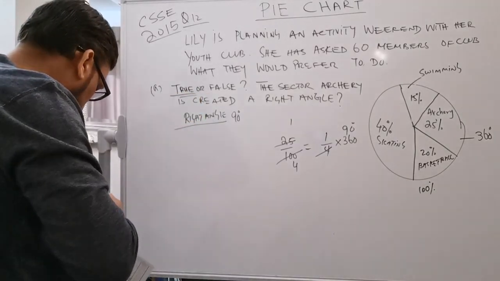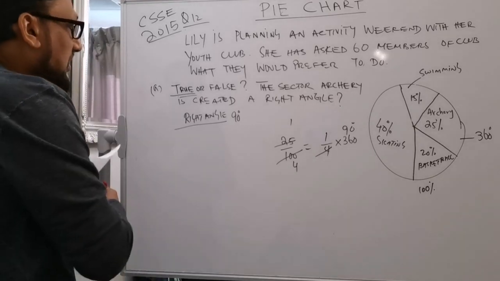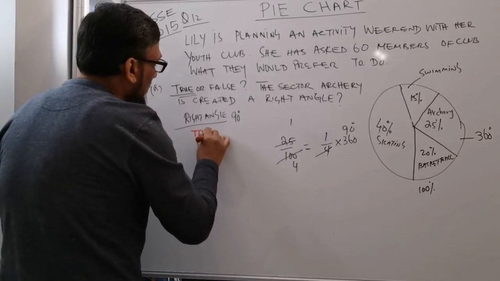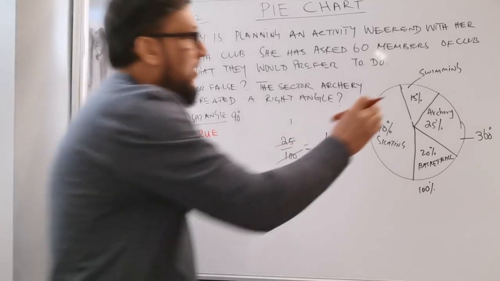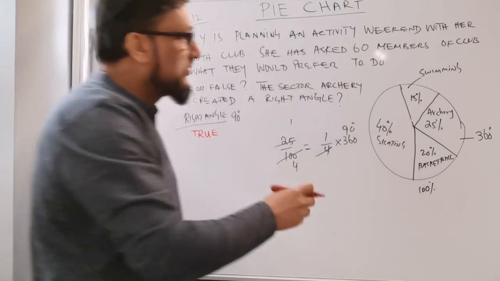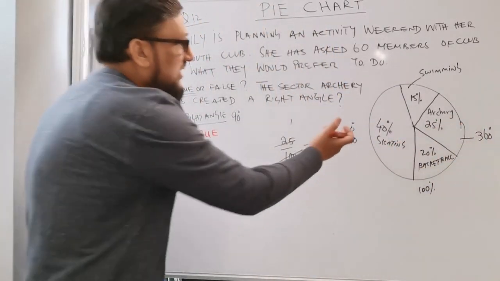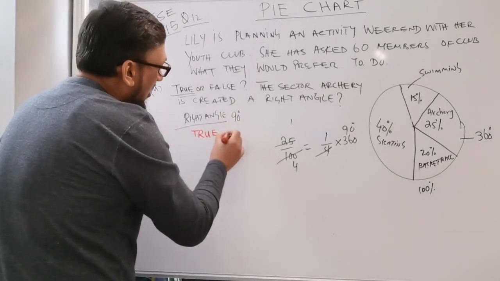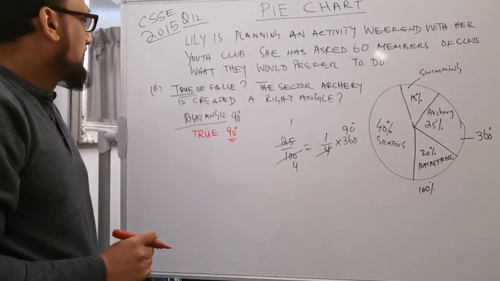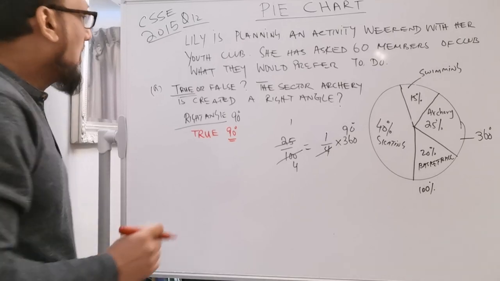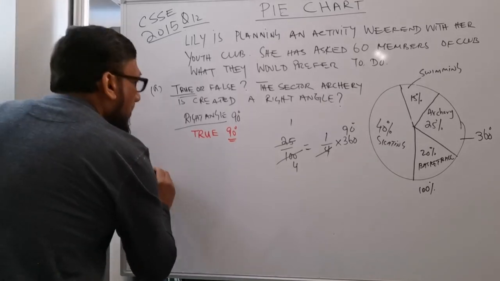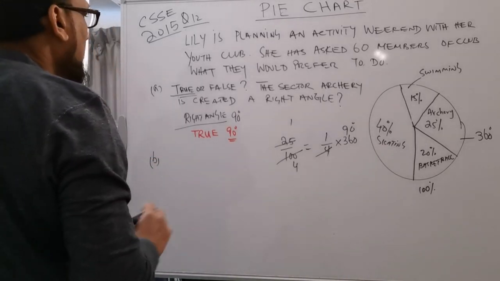So the archery creates a right angle, so your answer is true, because the archery is contributing 25%. As we know, 25% of 360 is 90 degrees, so they are making a 90 degree angle. So the first answer is true. And now move to the second part. The second part is asking the same: find true or false.